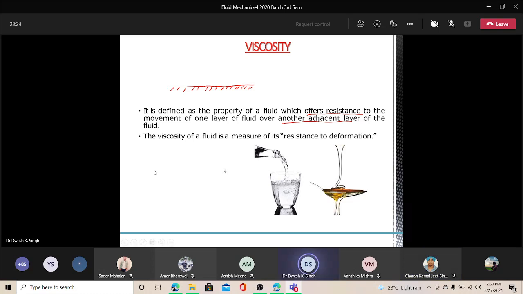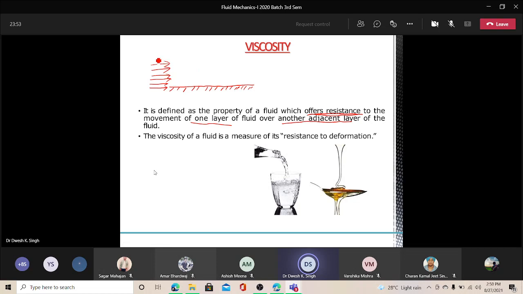Okay, if you are aware, then it's good. But let me explain some insight of this viscosity property. This sentence says it offers resistance to the movement of one layer of a fluid over the another adjacent layer. I'm explaining this statement, meaning how the viscosity plays this role.